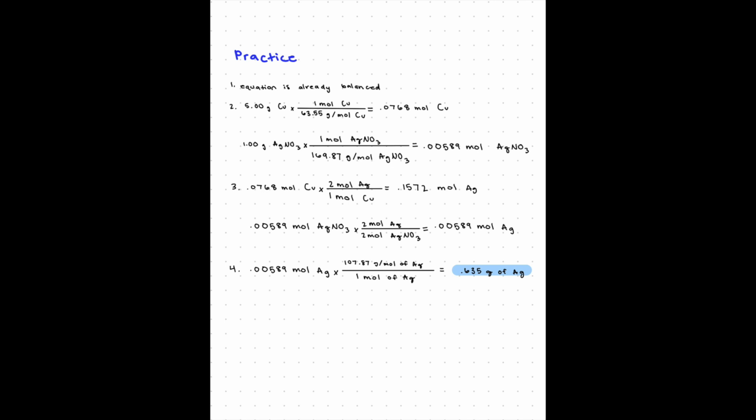So you can see that I converted the moles of copper into the moles of silver, and also the moles of silver nitrate into the moles of silver. I then identified which reactant would be the limiting reactant, and I chose silver nitrate because it has the smallest amount of moles. I then converted the moles of silver into grams because that's what the question asked for.